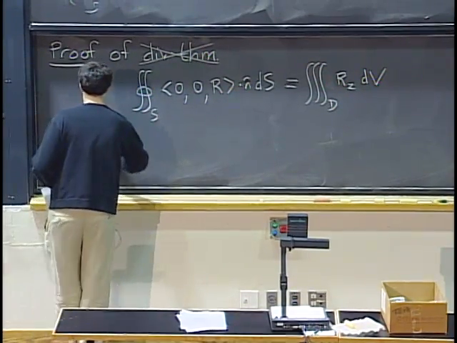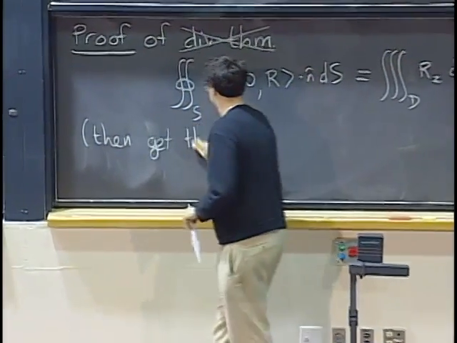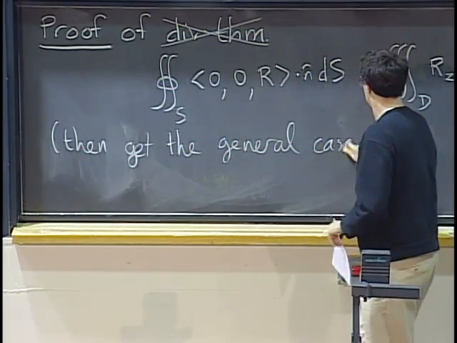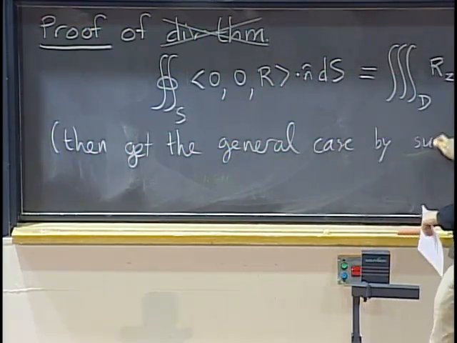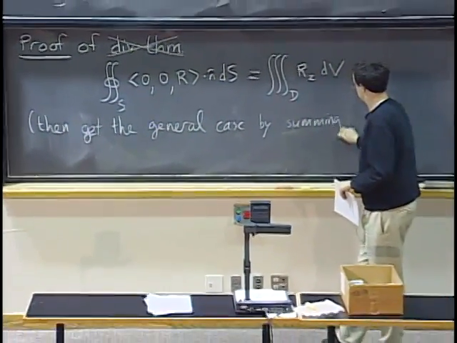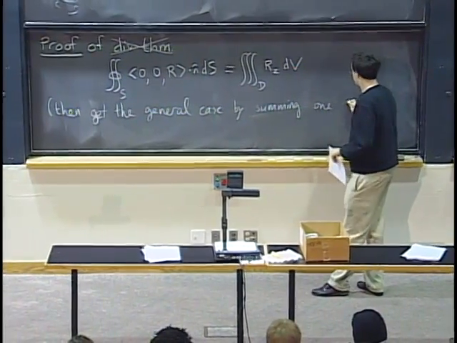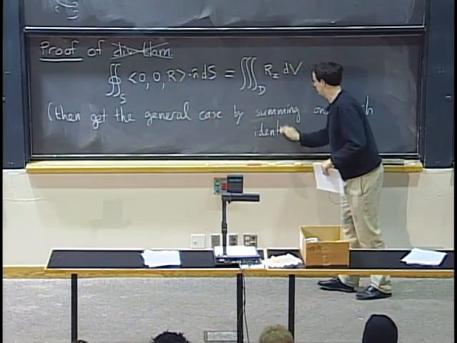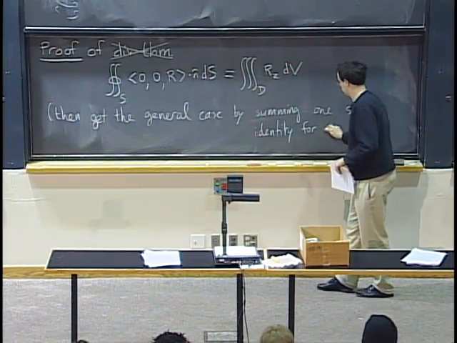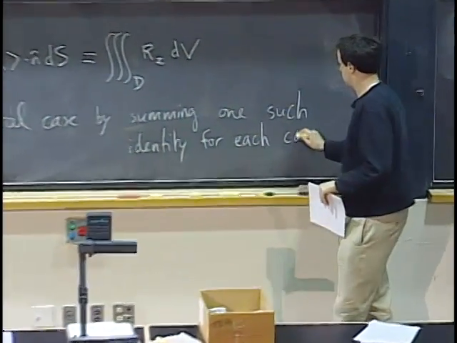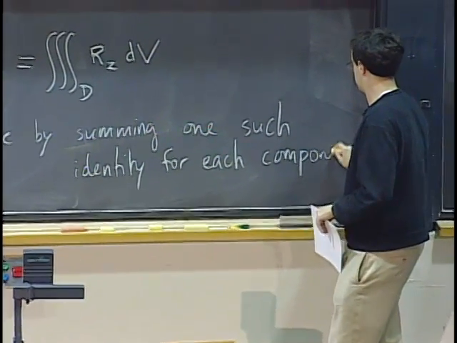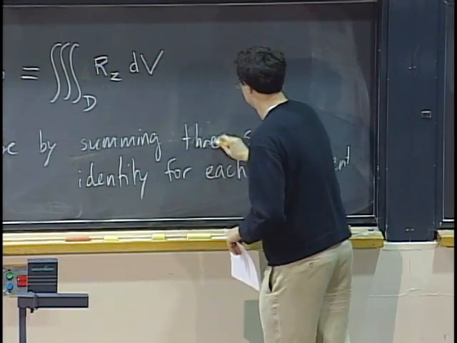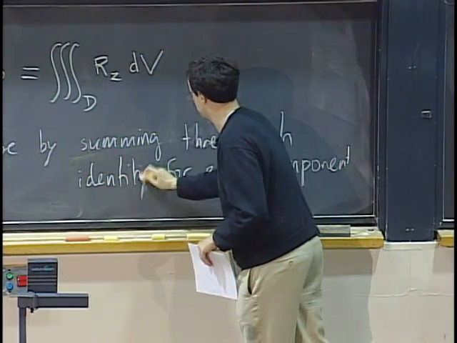So then we get the general case by summing one such identity for each component. Maybe I should say three such identities, one for each component.